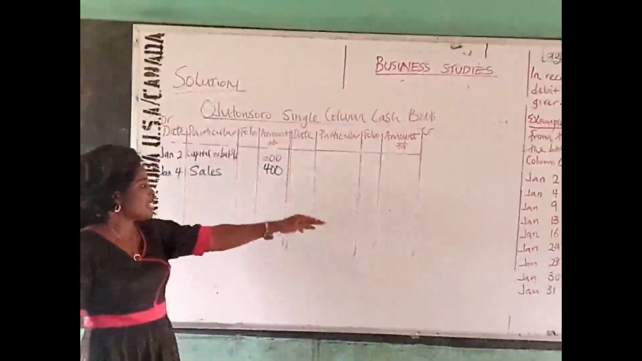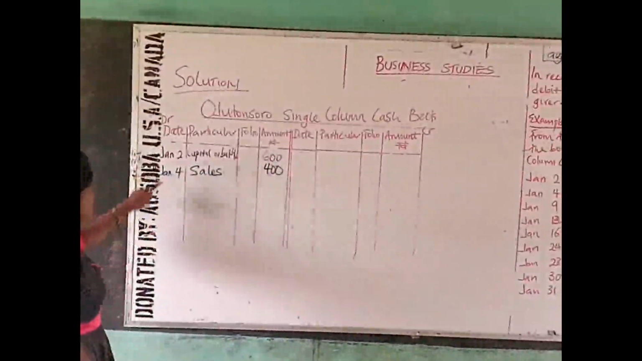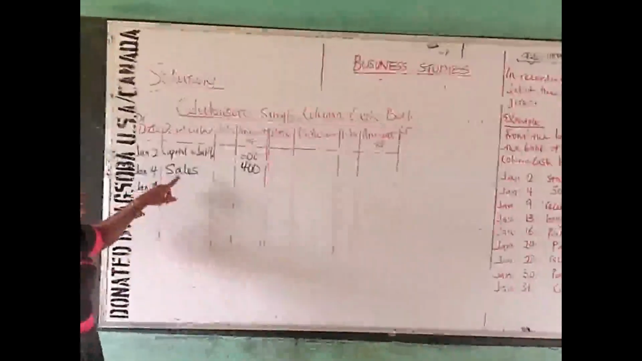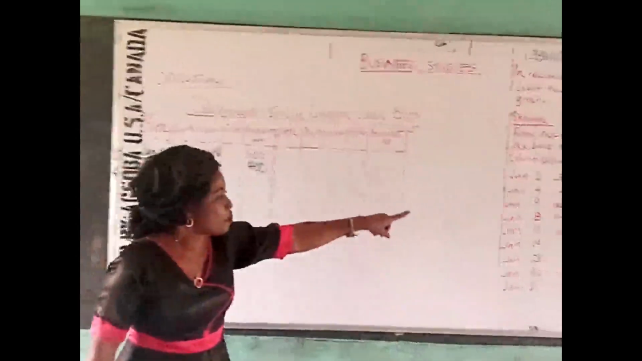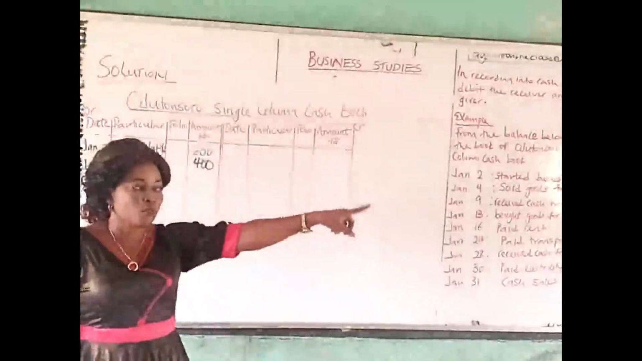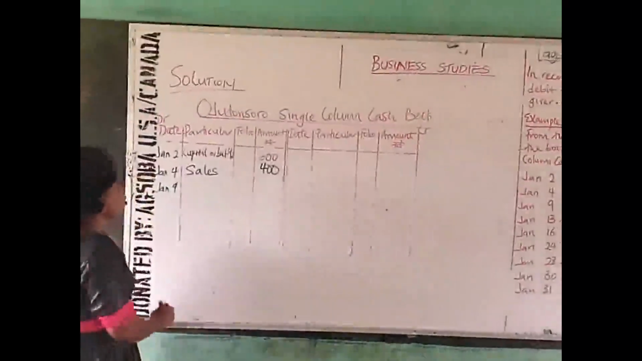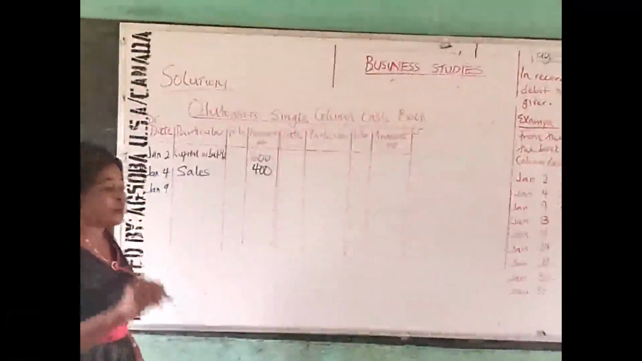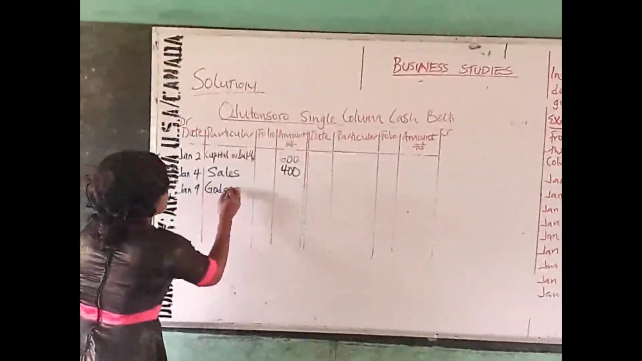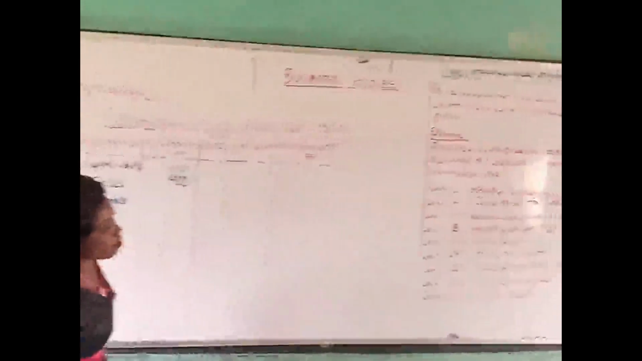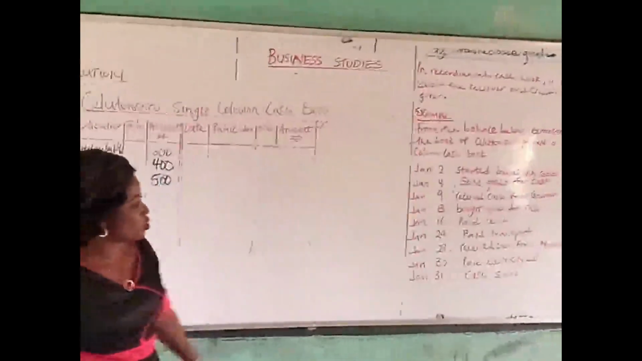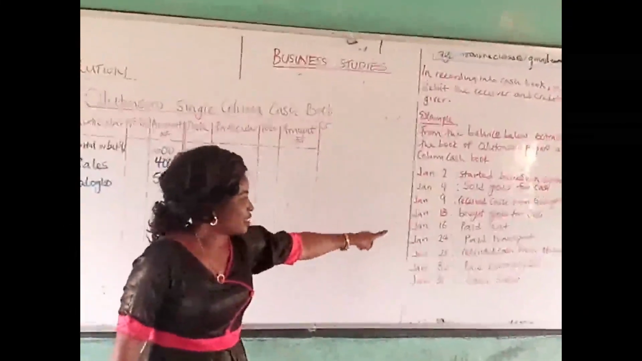Definitely, you are going to post that January 9 to the debit side. January 9. So, your particular, who can tell me what am I going to post on the particular? Is it Godogbo or receive or cash? Good of you, it is Godogbo, because it's Godogbo that you receive the money from. 500 naira.